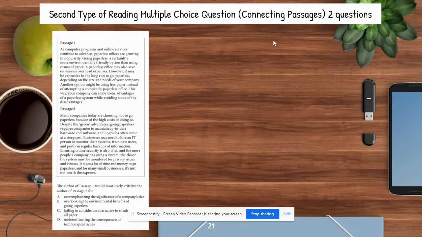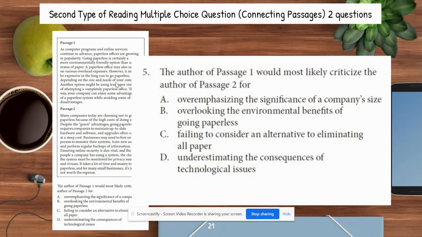The second type of question they're going to use is connecting passages. And again, I know this is probably very small, especially if you're watching on your phone, but I'm more interested in that you see that there are 2 passages and 1 question that's going to be asked about the 2 passages. We can look at a slightly bigger version of the question. This is the kind of question that they're going to encounter. The author of passage 1 would most likely criticize the author of passage 2 for what? And then, of course, they would have to understand each author's perspective to give the best answer to this question.